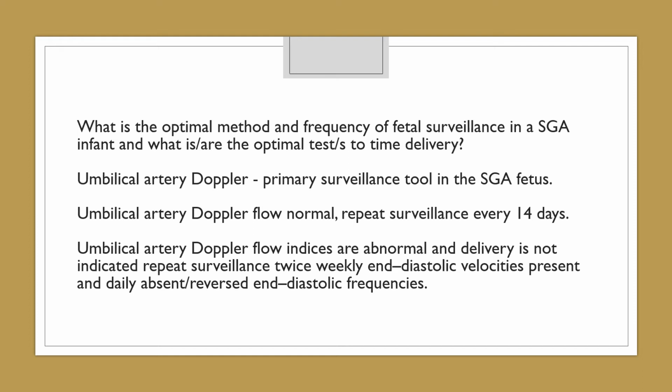So, umbilical artery Doppler is the primary surveillance tool in the SGA infant. Umbilical artery Doppler, if it's normal, then it should be repeated every 14 days. If it's abnormal, then you do it twice weekly, as long as end diastolic flow is present. It should be done daily if there is absent or reversed end diastolic flow.